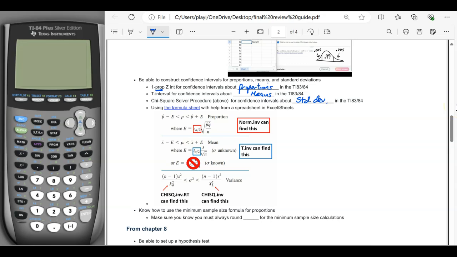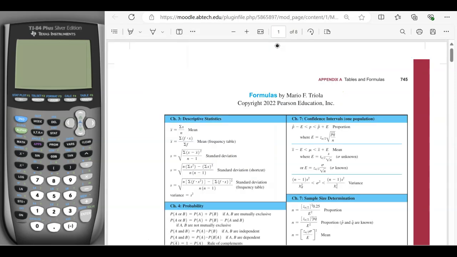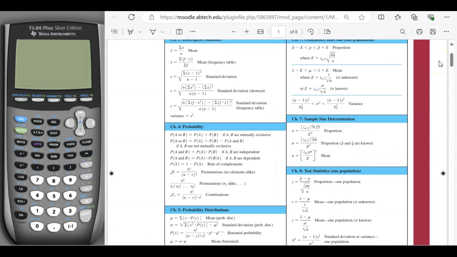All right, this is a link to the formula sheet that you're allowed to use. Let me actually right-click it. This formula sheet, you are allowed to use. You're going to have this available to you on the final. You just need to be able to use it.